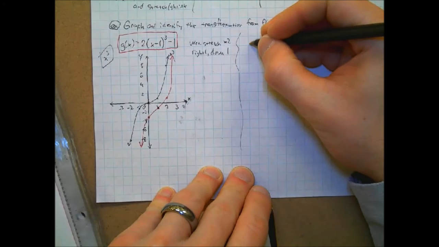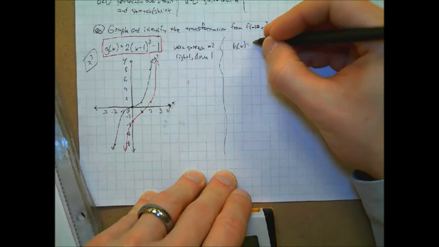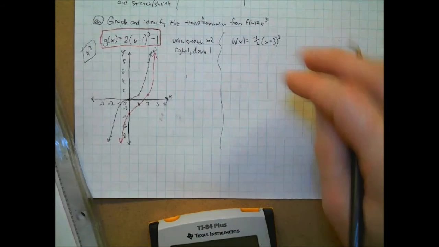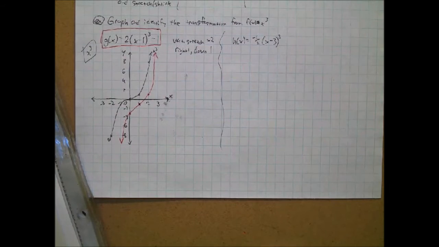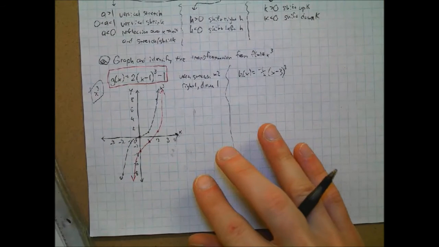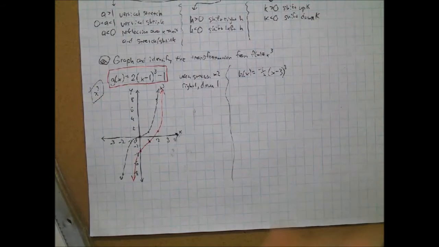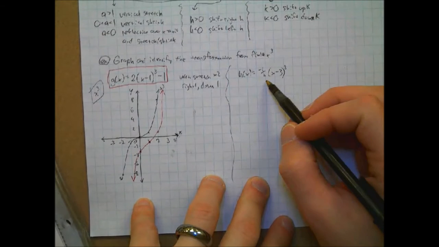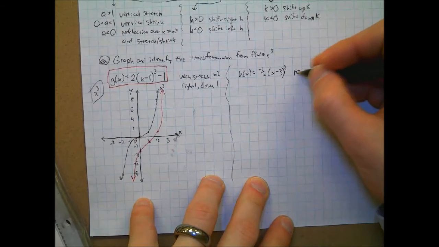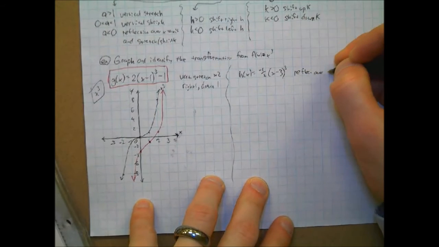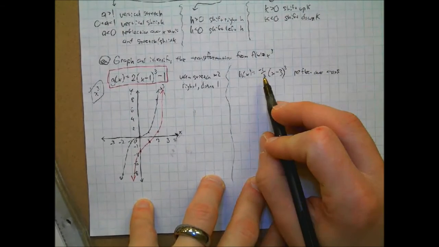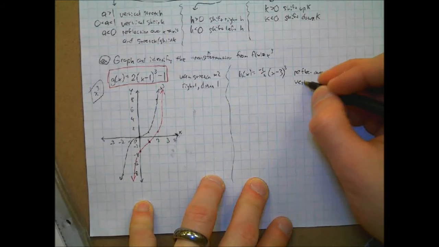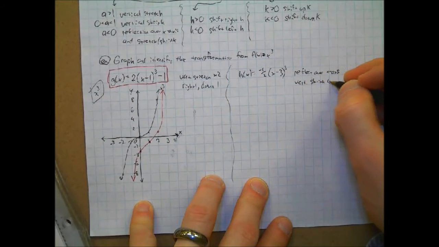Let's do h of x equals -1/2 parentheses x minus 3 cubed. Oops, off the screen. There we go. Okay, -1/2 parentheses x minus 3 cubed. All right, so let's identify our transformations here. Okay, reflect over the x-axis. What else though? So it's negative, right? That's the reflection over the x-axis. What's that 1/2 going to do? Vertical shrink, by a factor of 1/2.